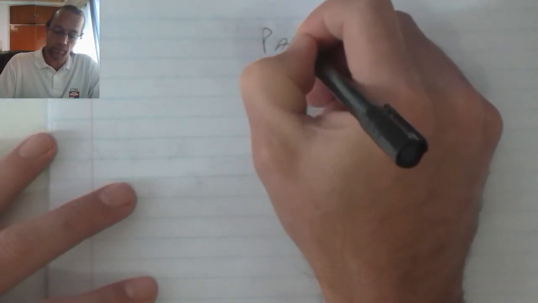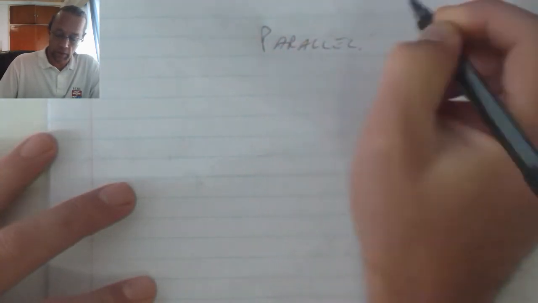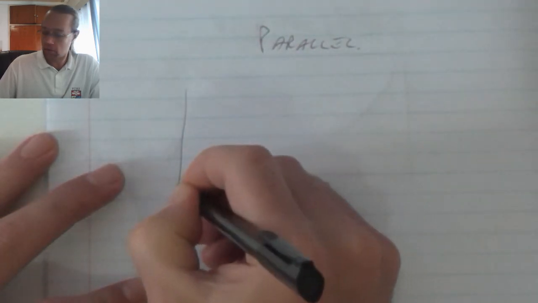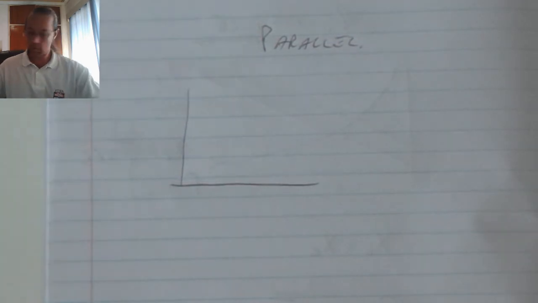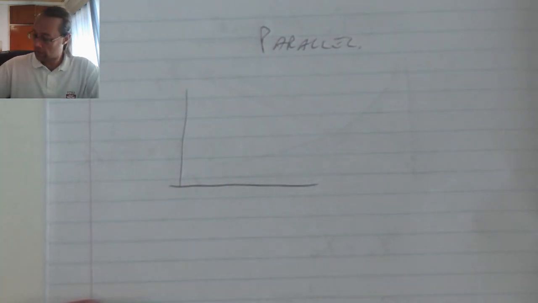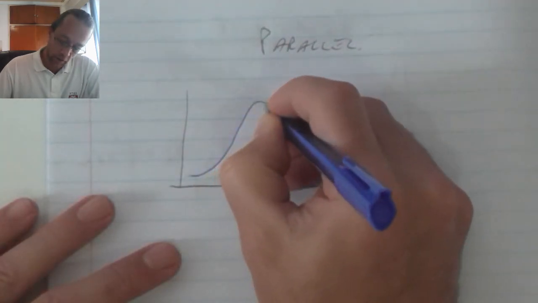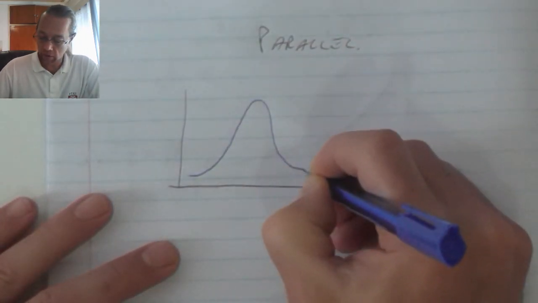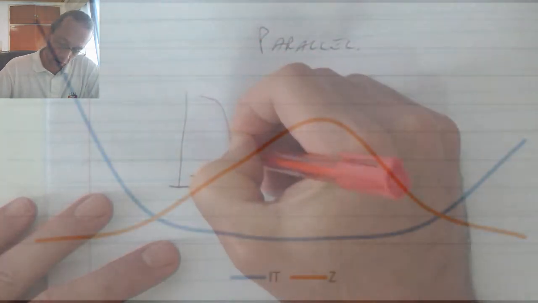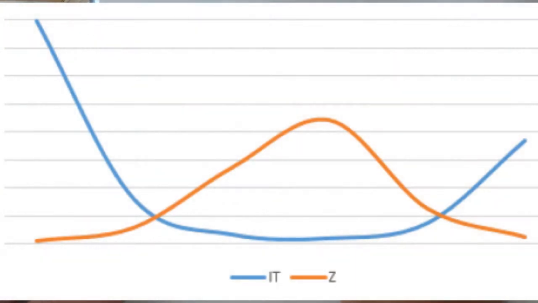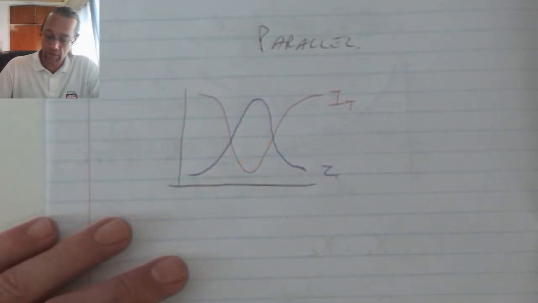For parallel, we will have the same typical graph, but we find conversely that the impedance increases around resonance, and as a result the current decreases around resonance. Total current decreases around resonance.